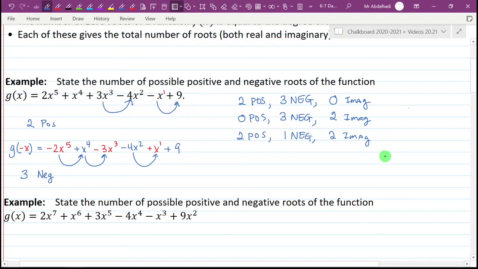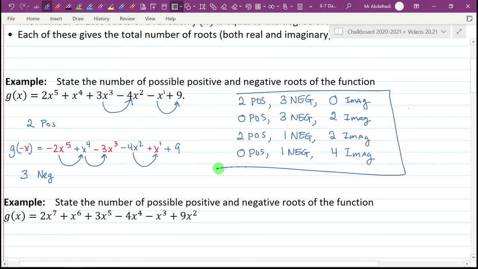There's one more possibility, which is if you had no positive roots because they're all imaginary, and only 1 negative root because 2 of them are imaginary, and then you had 4 imaginaries. That's the last possibility. And this is the answer you're looking for. Okay, and this is what you have to do on the homework tonight.